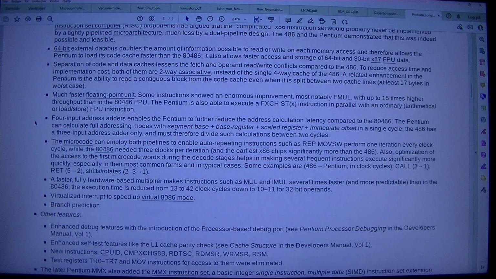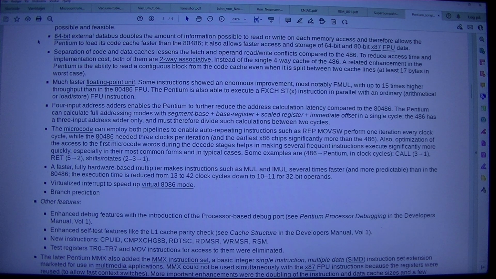A 64-bit external data bus doubles the amount of information possible to read or write on each memory access and therefore allows the Pentium to load its code cache faster than the 80486. It also allows faster access and storage of 64-bit and 80-bit x87 FPU data. Separation of code and data caches lessens the fetch and operand read/write conflicts compared to the 486. To reduce access time and implementation cost, both of them are two-way associative, instead of the single four-way cache of the 486. A related enhancement in the Pentium is the ability to read a contiguous block from the code cache even when it is split between 2 cache lines, at least 17 bytes in worst case.